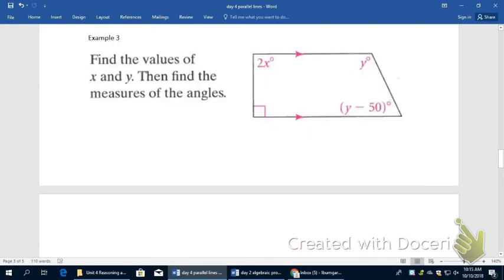Here on this last problem, I'm going to start by finding the values of x and y. Again, I'm going to be drawn to the parallel lines. I'm going to highlight those really quick. Now I'm going to focus on my transversals to make relationships.